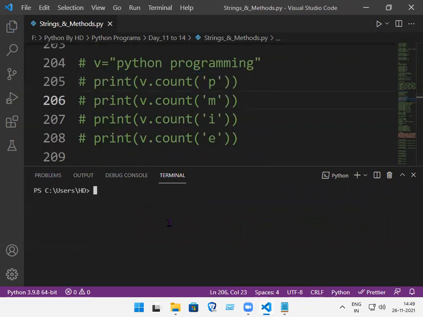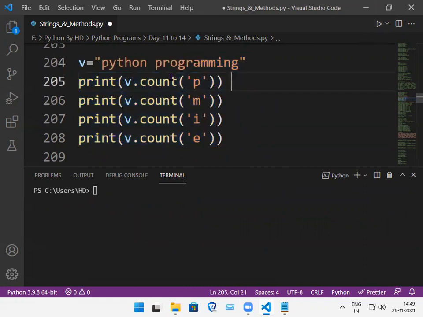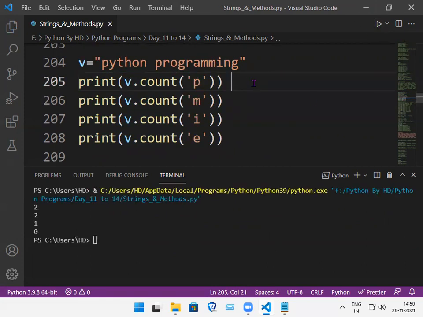Okay. Count P. How many times is there P? 2 times. M how many times? 2 times. I how many times? E how many times? 0. Sometimes I'll write in the comment what the correct answer is. Sometimes I'll keep the wrong answer also, to check whether you are practicing or not.